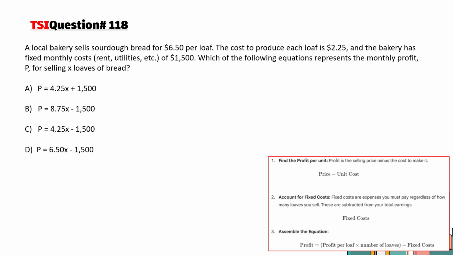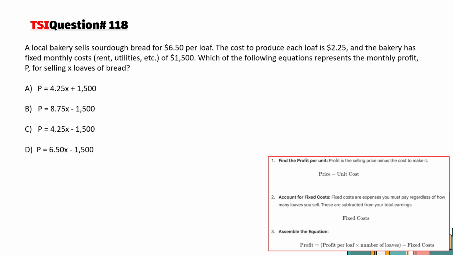A local bakery sells sourdough bread for $6.50 per loaf. The cost to produce each loaf is $2.25, and the bakery has fixed monthly costs, rent, utilities of $1,500. Which of the following equations represents the monthly profit P for selling X loaves of bread?